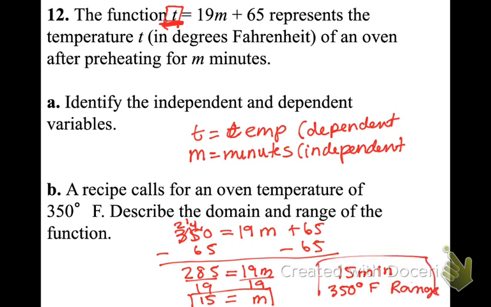Got it? All right, and I think that's it. Jeez, it's been a lot. Yep, that's the end.